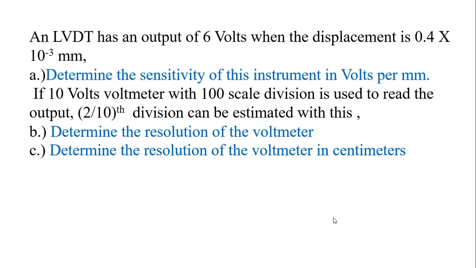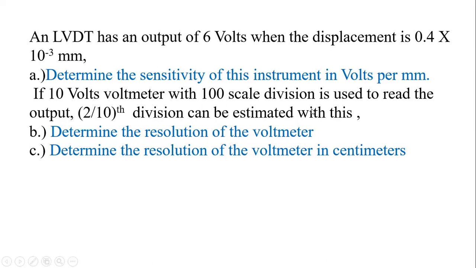The second point they have asked is the resolution of the voltmeter. Now resolution means the minimum value the voltmeter can measure. Now see, the voltmeter ranges from 0 to 10 volts and there are 100 scale divisions on the voltmeter.